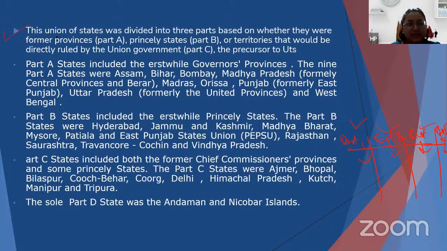See over here it is written that the Union of States was divided into parts based on whether they were former provinces. After independence they were divided into 4 parts, and one was Part D as well. Former provinces means the earlier provinces, the governor's provinces during British India time, for example Bihar and Assam.